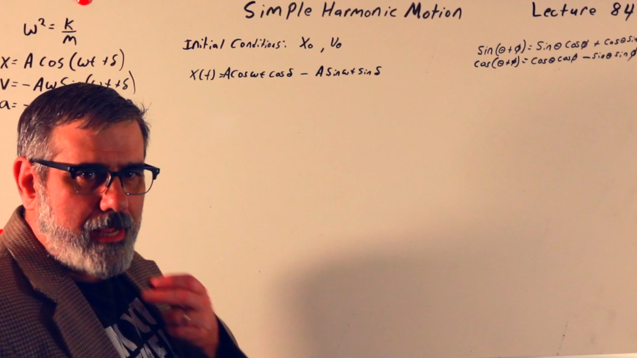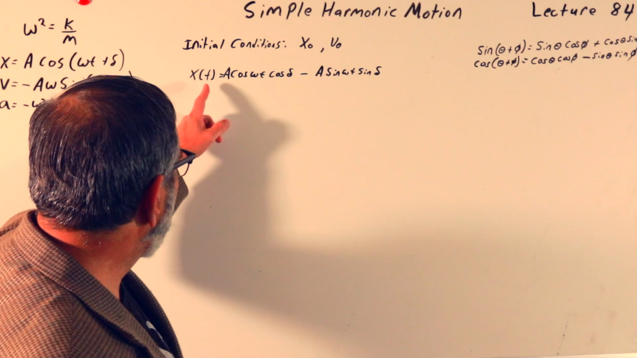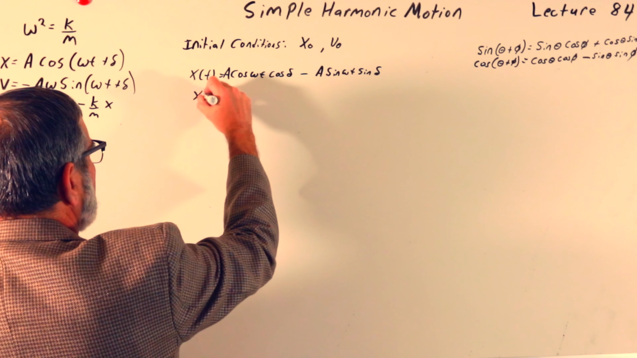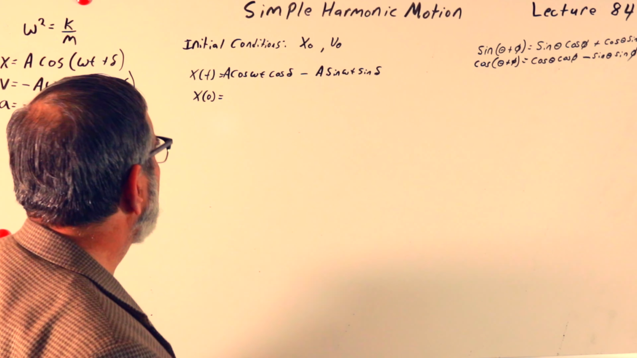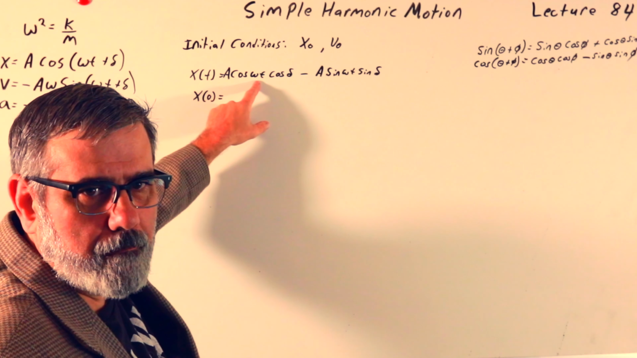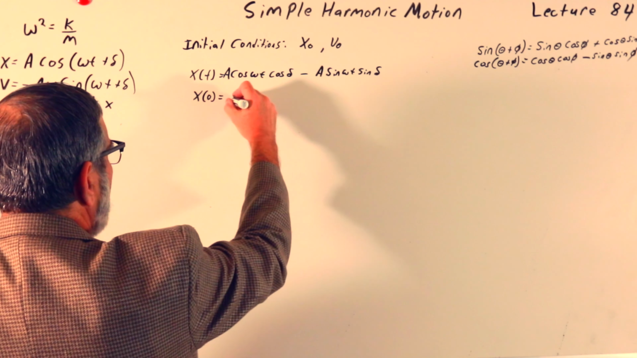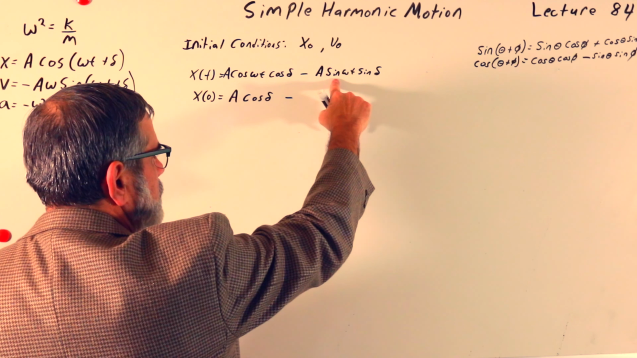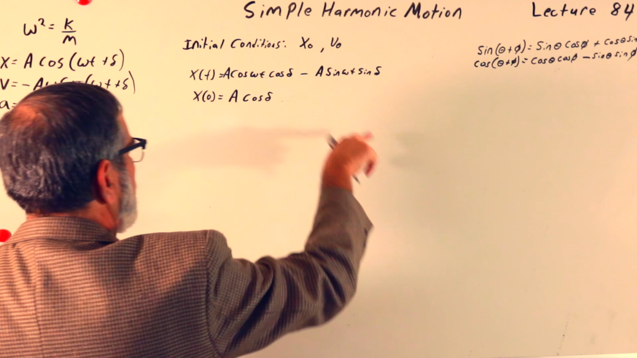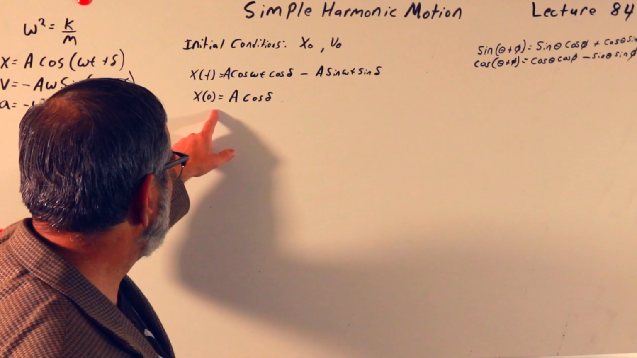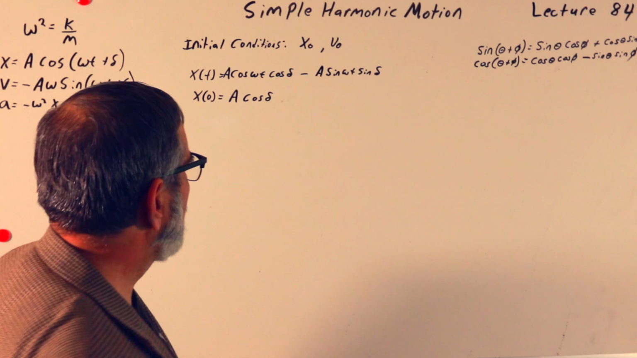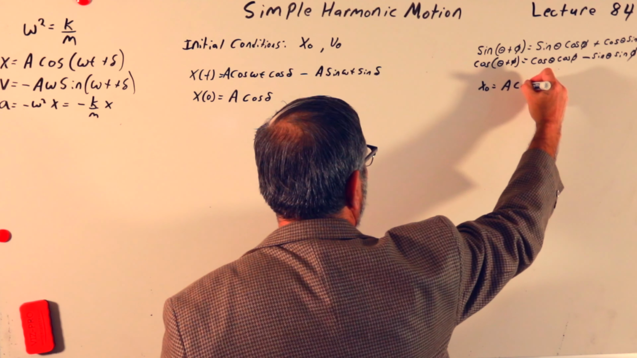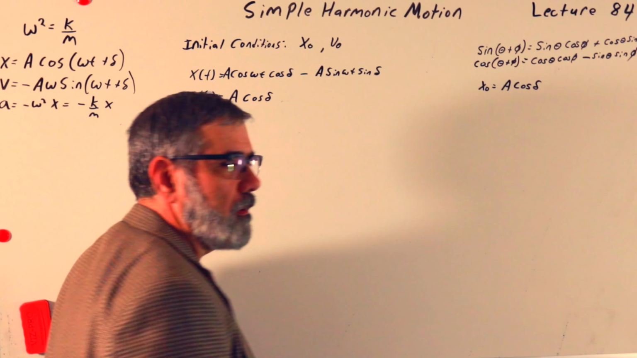Now, to find out what x naught is, what do you do? You set t equal to 0, right? That's what we mean by that. So x of 0 is equal to what? Well, what is the cosine of 0? It's 1. So we get a cosine delta minus, what is the sine of 0? 0. So there's nothing. That's it. So x at time 0 is equal to this, which means that x naught is equal to a cosine delta.